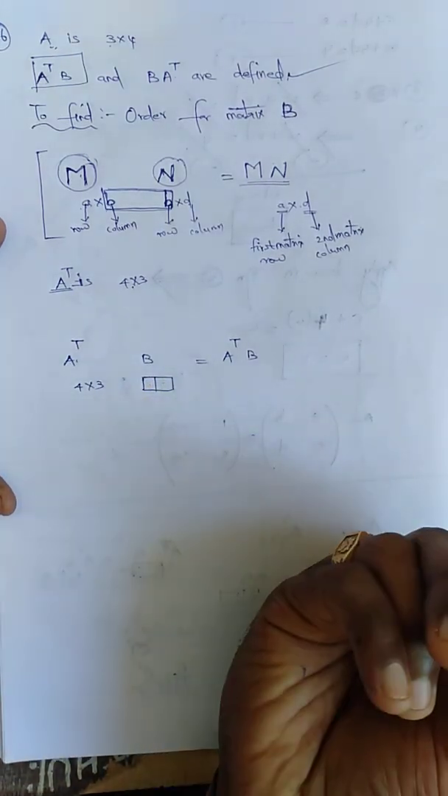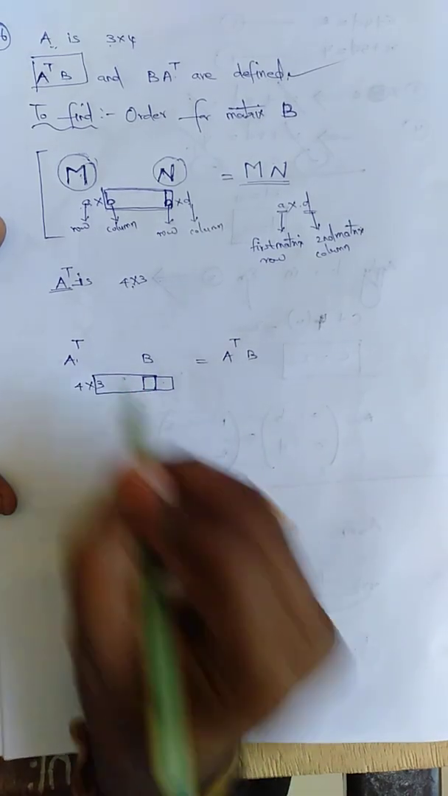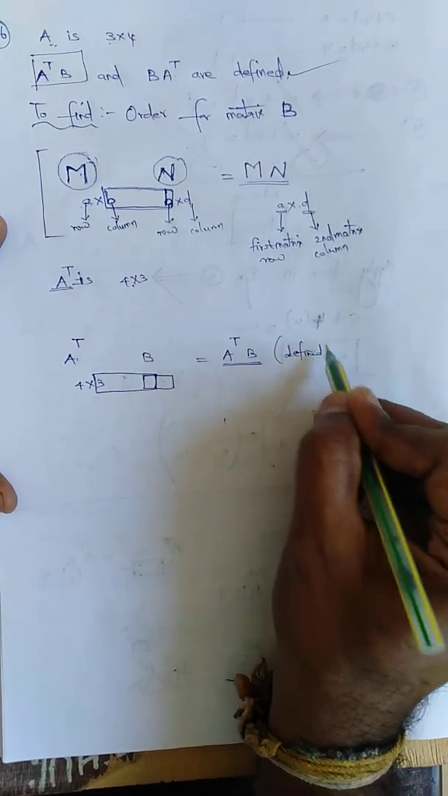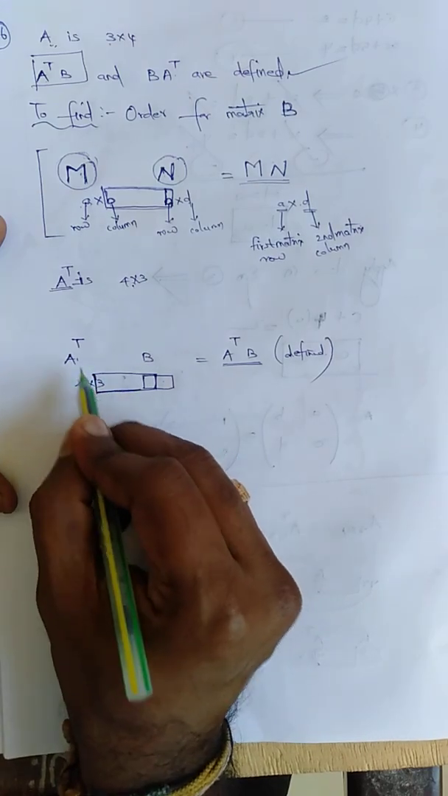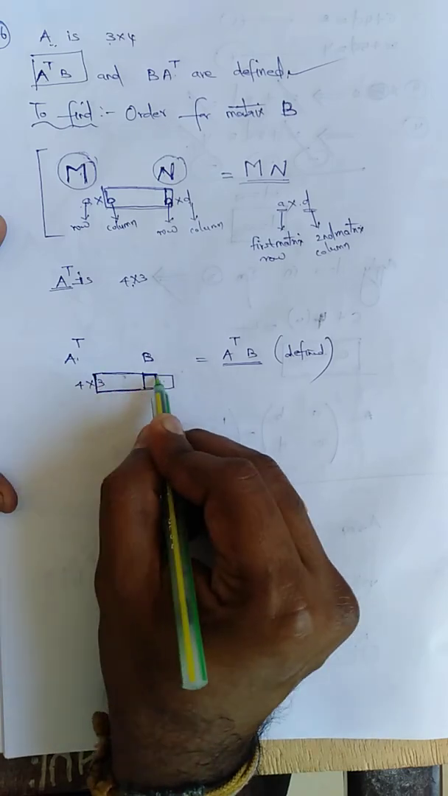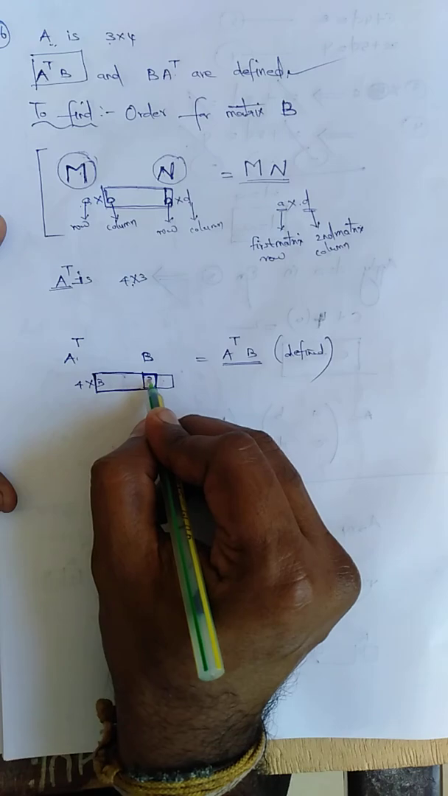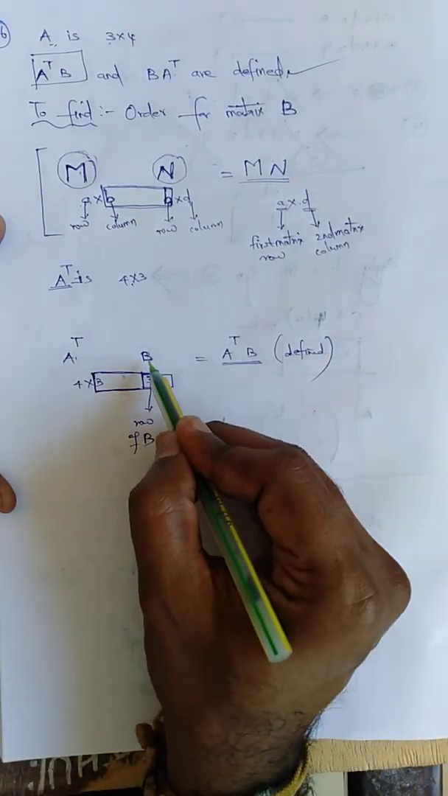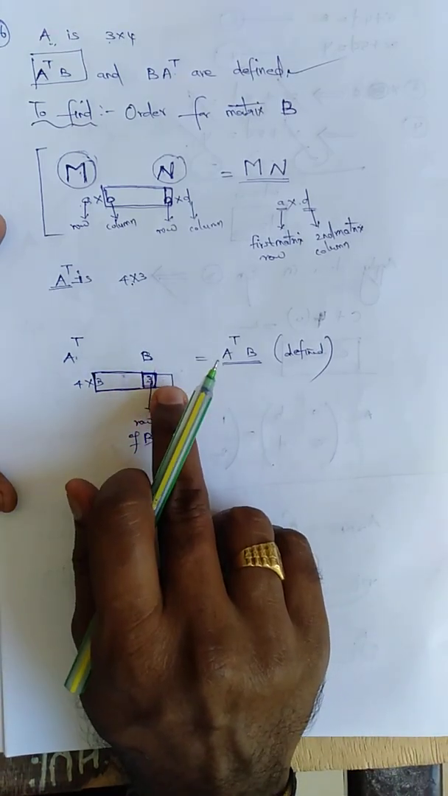This will be the row, this will be the column. I don't know B. Surely both have to be equal, then only A transpose B is defined. The first matrix column and second matrix row should be equal. So this 3 is nothing but the row of B. I have found the row of B. Still I need to find the column of B.